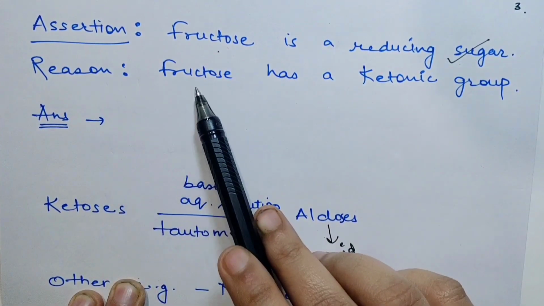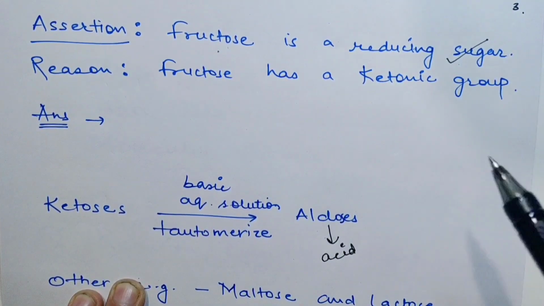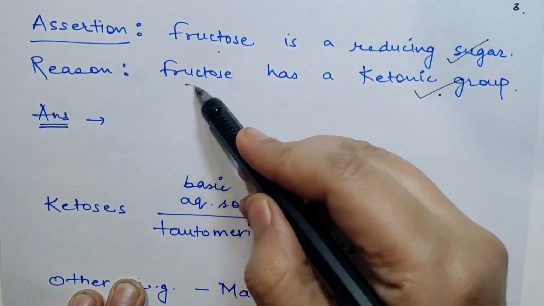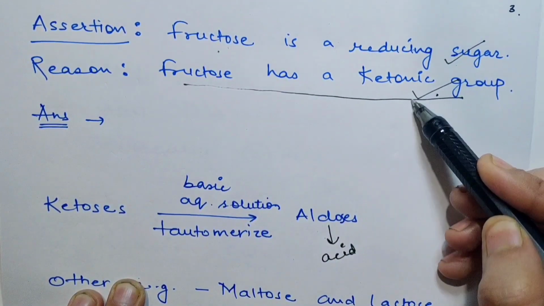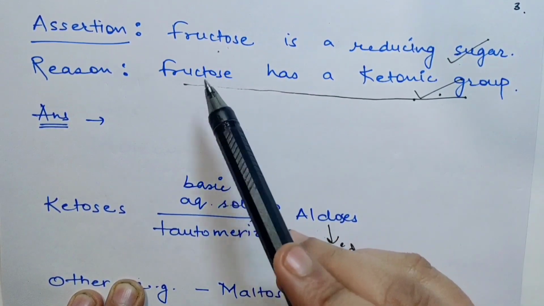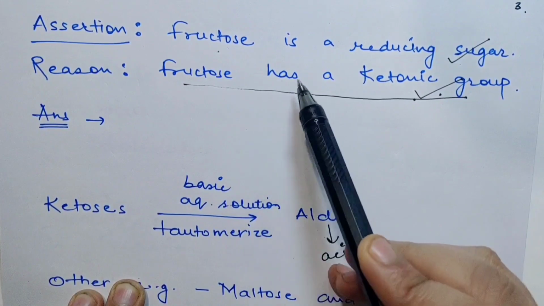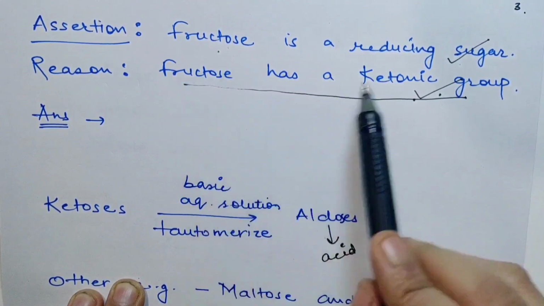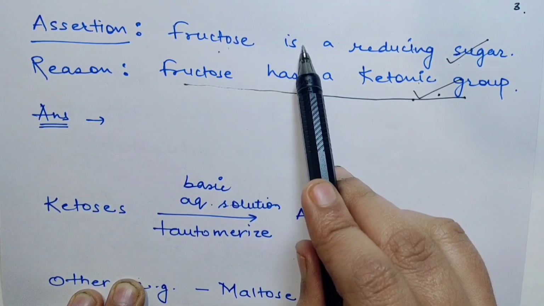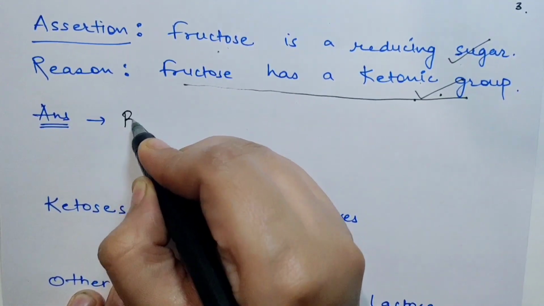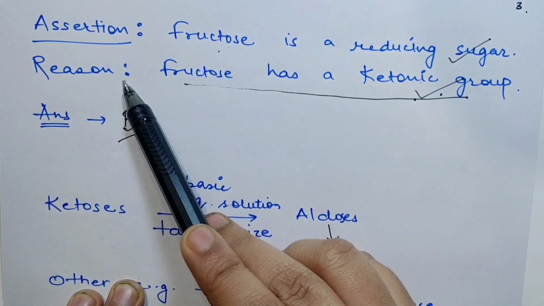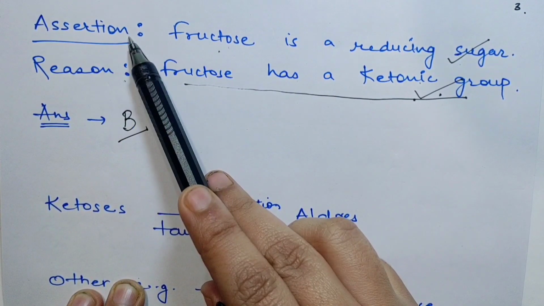Reason: Fructose has a ketonic group. This statement is also correct. They're both correct. But is this the reason for fructose to be a reducing sugar? It's not. Fructose is a reducing sugar because it reduces Tollens reagent and Fehling solution. So even though this statement is correct, it is not the reason for this assertion. So your correct answer is B. That means assertion is correct, reason is correct, but reason is not the correct explanation of the assertion.